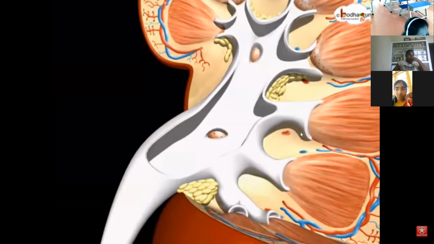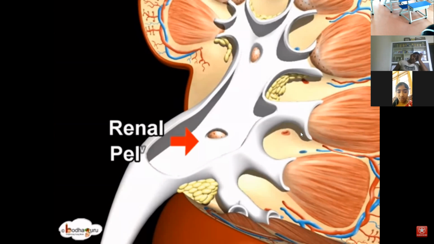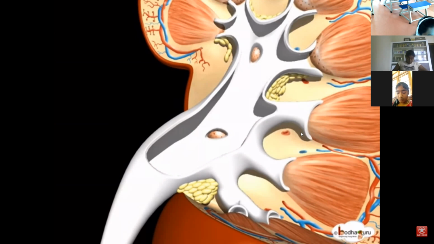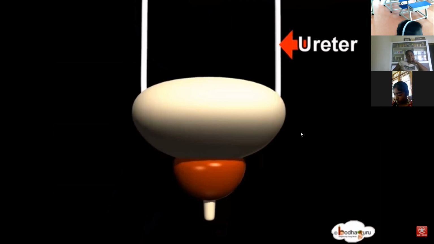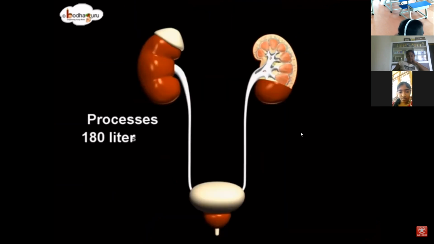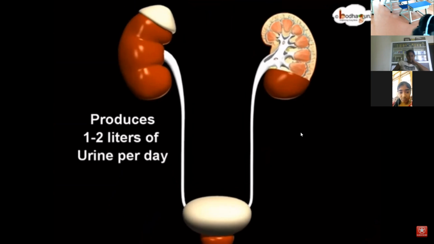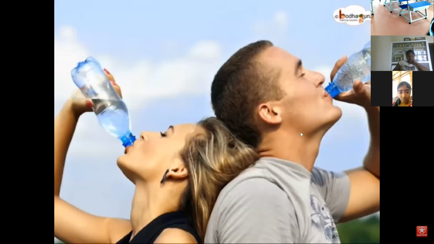After reabsorption of essential materials in tubules, the liquid that reaches the renal pelvis is urine. Ureter originates from the renal pelvis. Ureter carries it to the bladder for storing until the person urinates. Thus, the kidney processes around 180 liters of blood per day, producing 1 to 2 liters of urine, assuming you drink a minimum of 3 liters of water per day.